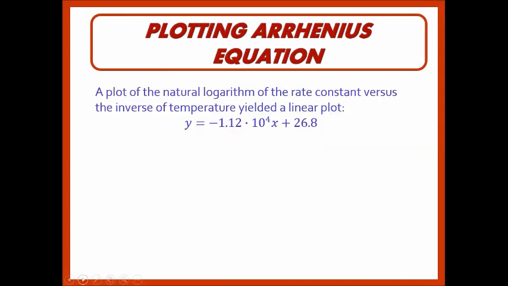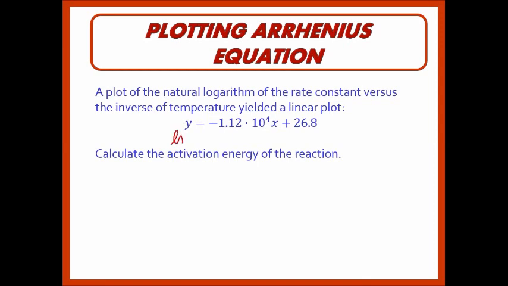So in this example problem, it states a plot of the natural logarithm of the rate constant versus the inverse temperature yielded a linear plot. And so we're given the equation of the line, which is y is equal to negative 1.12 times 10 to the fourth x plus 26.8. We're then asked to calculate the activation energy of the reaction.